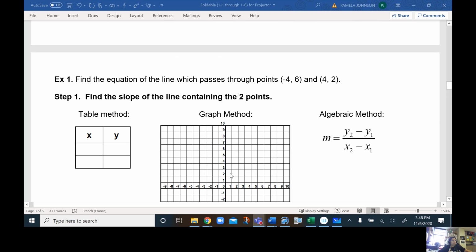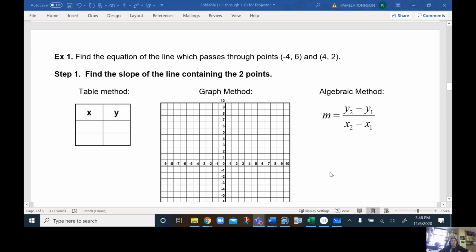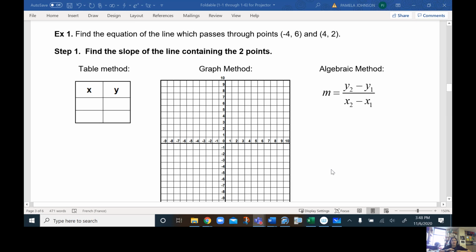our first example. Find the equation of a line that passes through the points negative 4, 6 and 4, 2. So we're finding the slope of the line containing 2 points. The first thing that we have to do when we write this equation is find that slope. Okay, we have found slope before, and I'm going to show you all 3 ways that we've used to find slope before. Pick the method that works best for you.